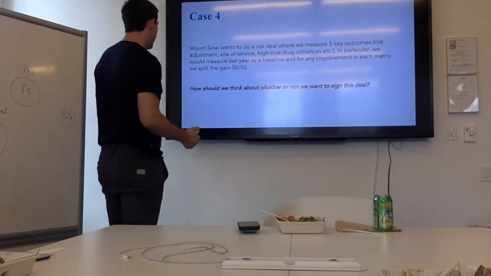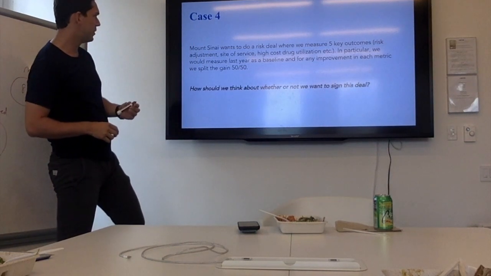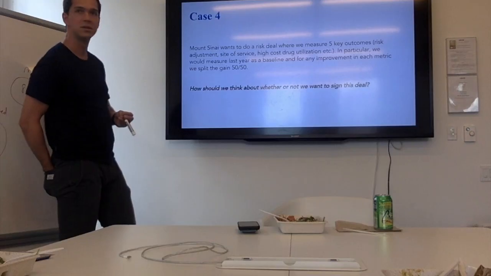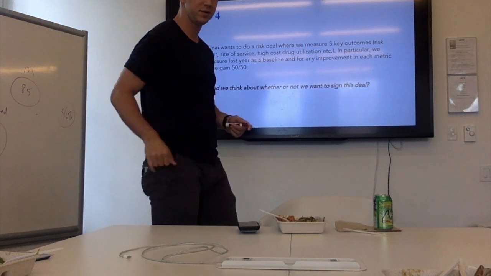Okay. Mount Sinai wants to do a risk deal where we measure 5 key outcomes, let's say risk adjustment, site of service, high cost drug utilization, and a couple others. In particular, we would measure last year as a baseline, and for any improvement in each metric, split the gain 50-50. Is this a deal we want to sign? Divya, what do you think?